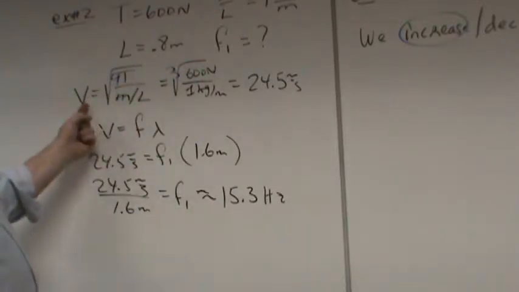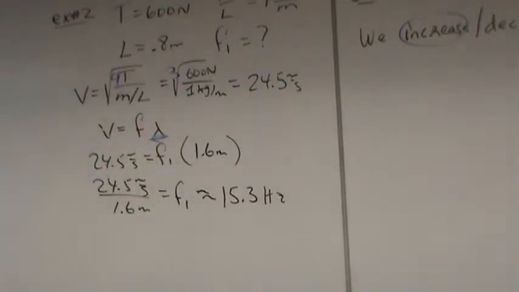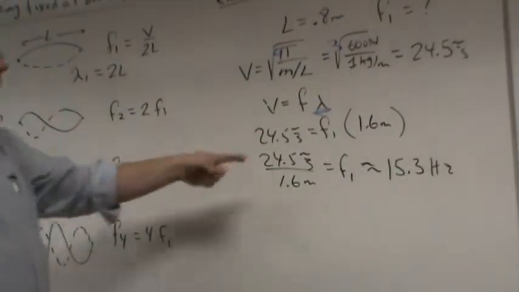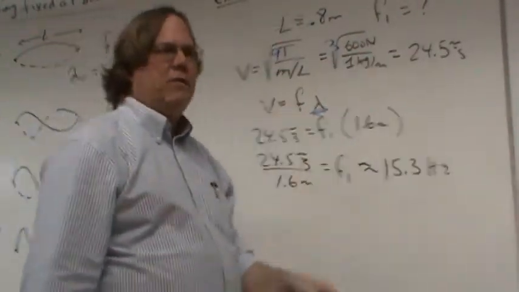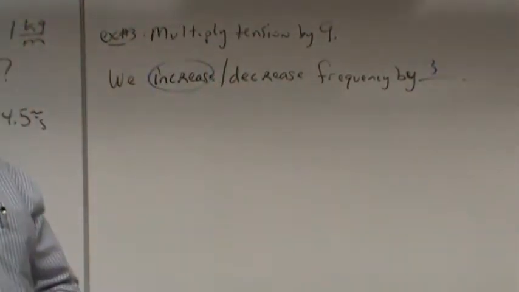And if I triple my velocity, since the wavelength is staying the same, because the wavelength is just determined by the length of the string, the wavelength stays the same. If I triple my velocity, I triple my frequency. So that's going to be my 3. Okay, you guys good on that?